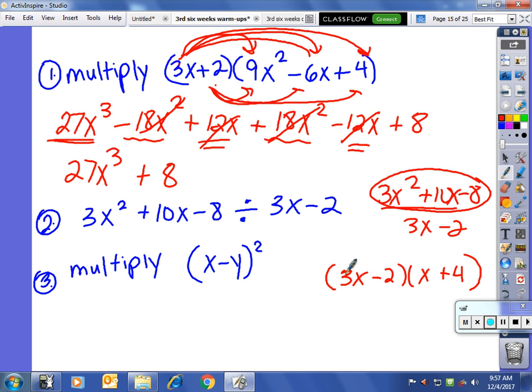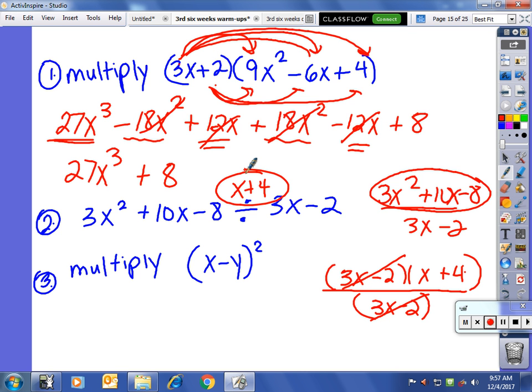That would give me 3x squared. That would give me a positive 12x. And a negative 2x, which gives me a positive 10x in the middle, and I do get negative 8 on the end. So I factored that. Now I'm dividing by 3x minus 2, and that entire factor will cancel out. And the answer here is just x plus 4.